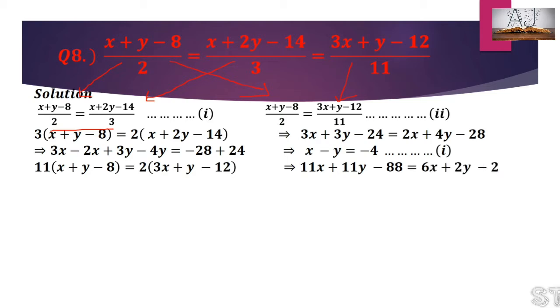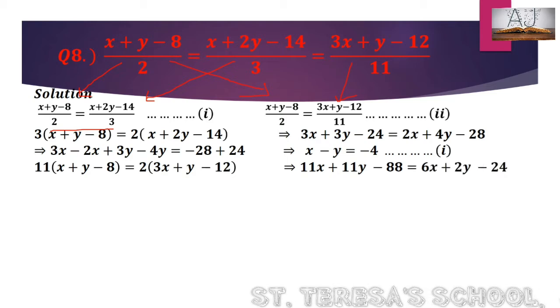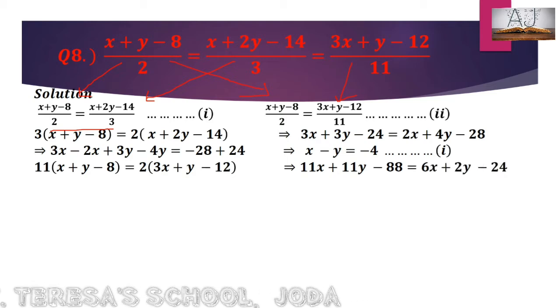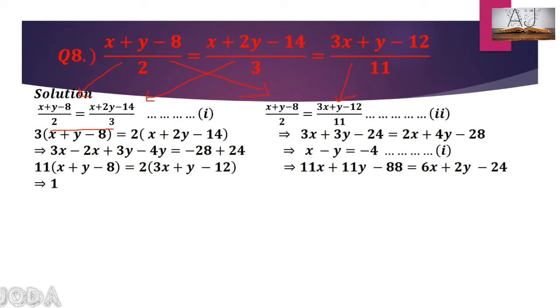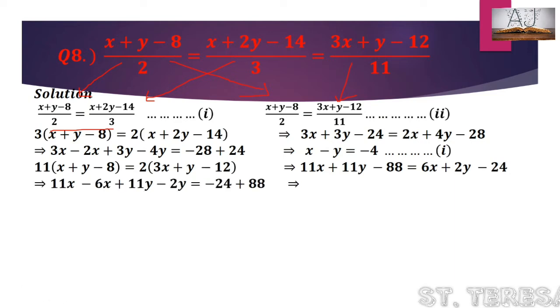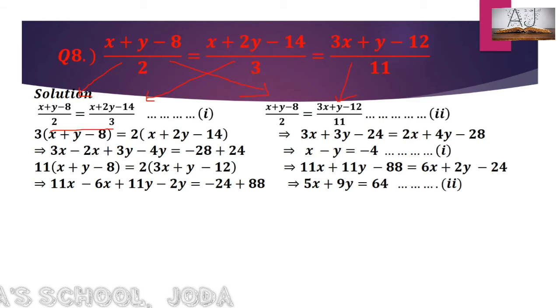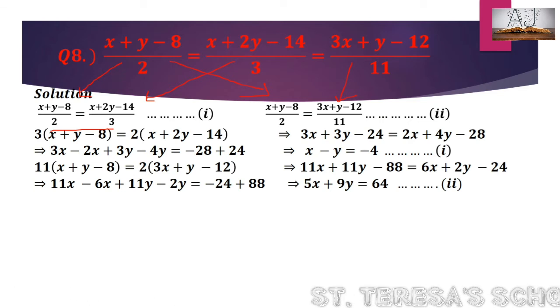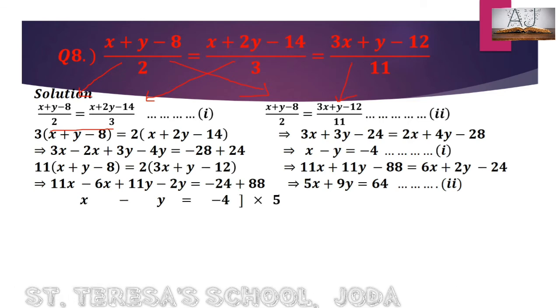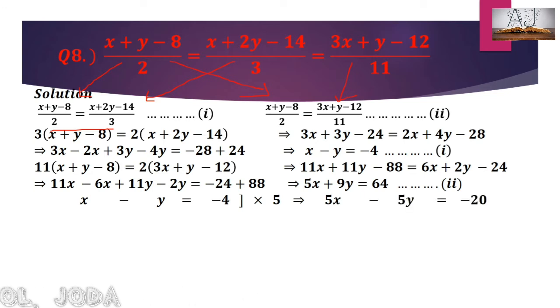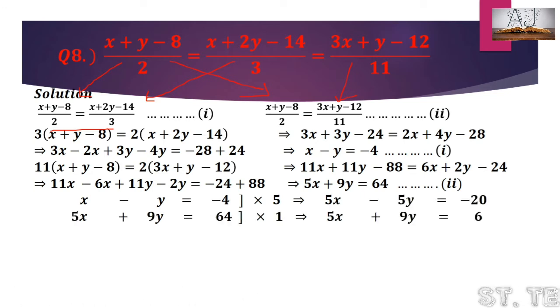Similarly, we'll see the second equation. For making the second equation, after cross multiply, we get 11x plus 11y minus 88 equal to 6x plus 2y minus 24. Then simplifying it further, we get 5x plus 9y equals 64. So we have got 2 equations. The first equation is x minus y equal to minus 4. And the second equation is 5x plus 9y equal to 64.